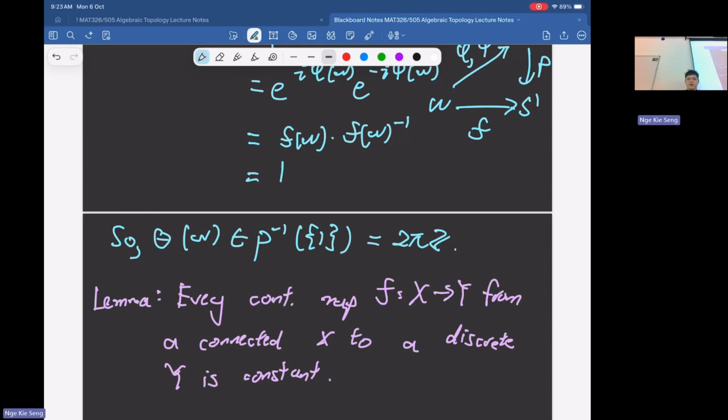Then you can look at the pre-image of these two. Suppose you have a continuous function, these two sets must be open, because the pre-image of an open set must be open. And they have to be disjoint, right? Because their images are different. So these two pre-images must be disjoint. But your X is connected, your domain is connected. You cannot have two disjoint open subsets. So one of them must be empty. So this shows that it must be constant.